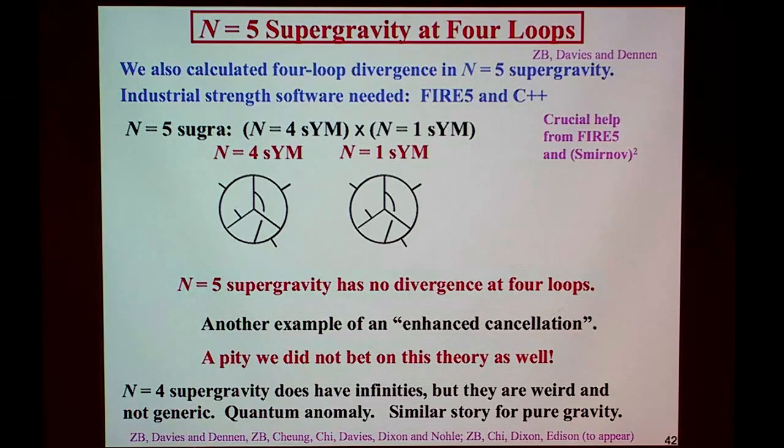Now, there are some examples of theories. N equals 4 supergravity does actually have a divergence at 4 loops, but it's a weird infinity. It has something to do with what's called a quantum anomaly. It's certainly not generic. Even pure gravity, something people thought they understood very well, is pretty strange in how it works. It's a curious story that where you think there are infinities, you don't find them, and in some places you do find them, but they're kind of weird. They're not what you expect.